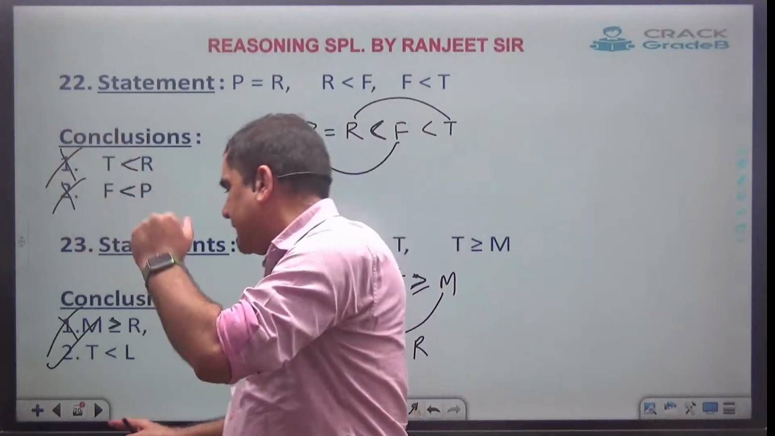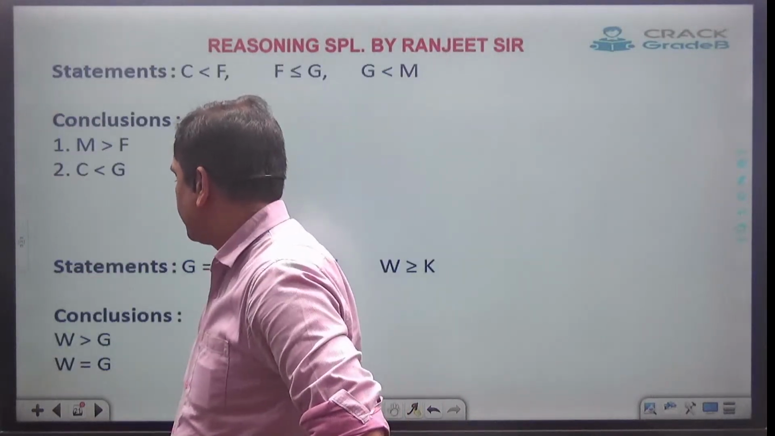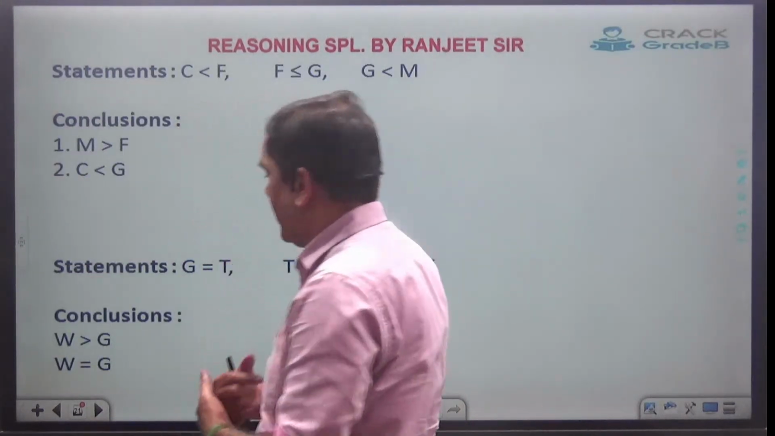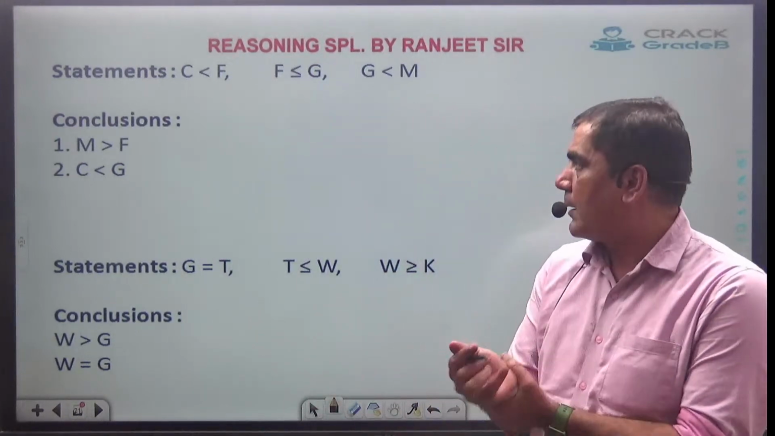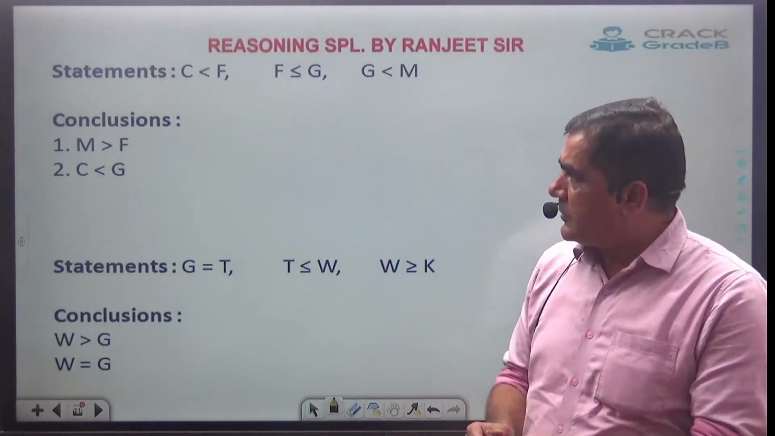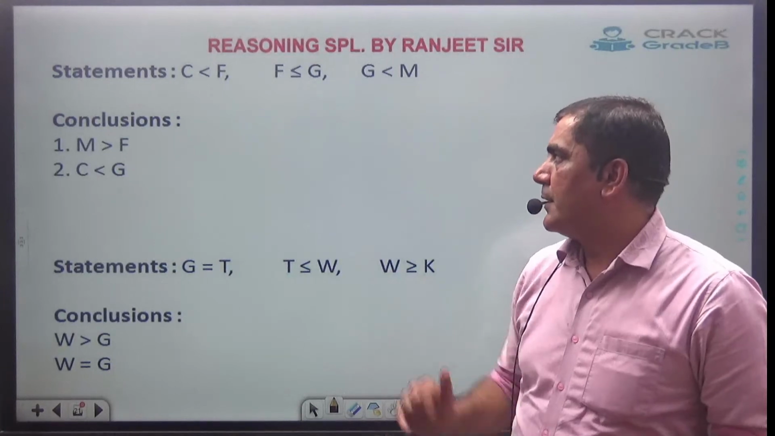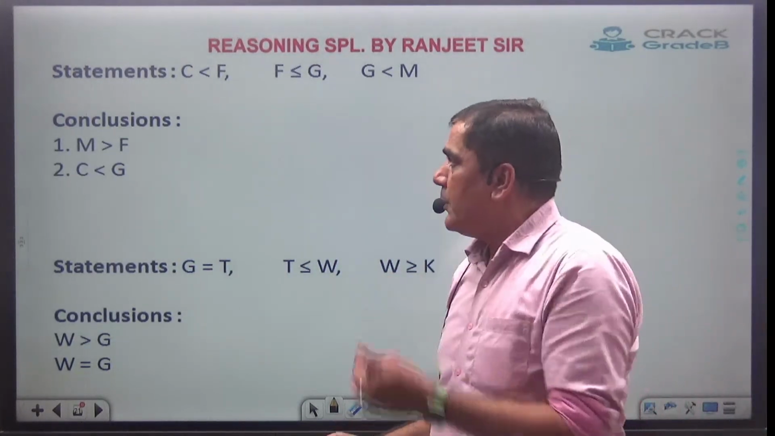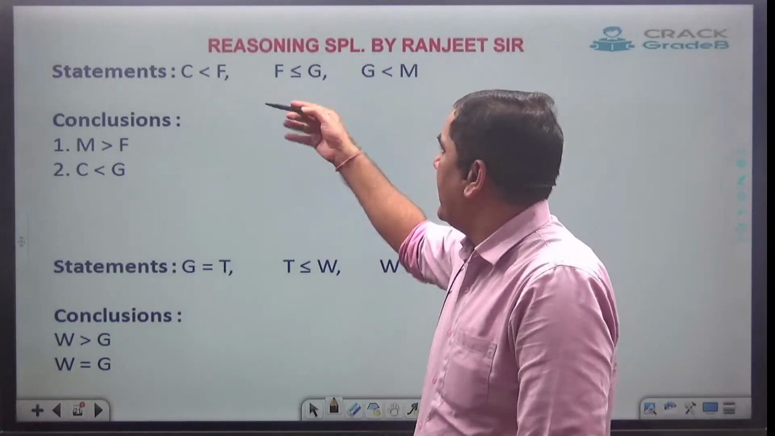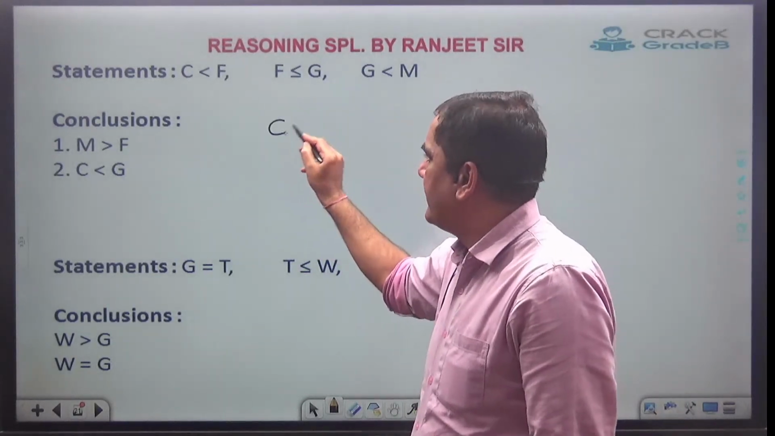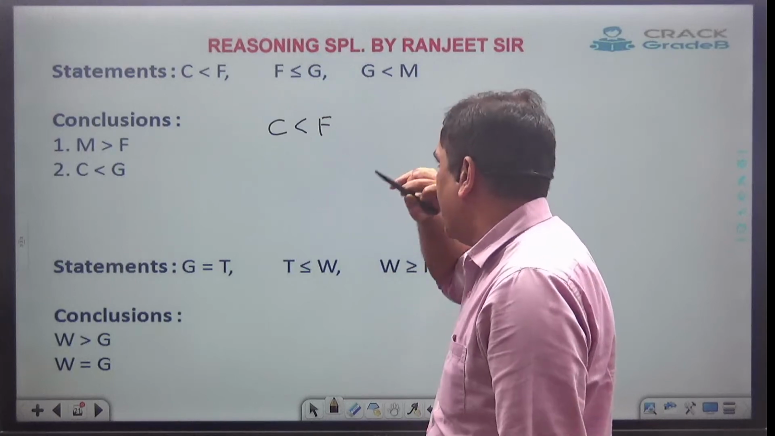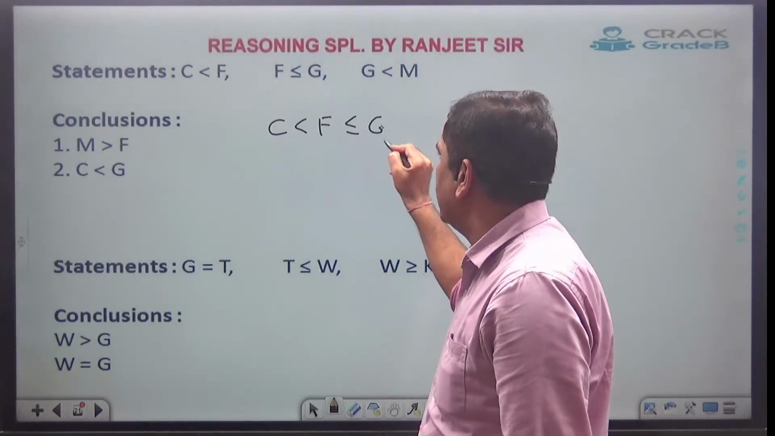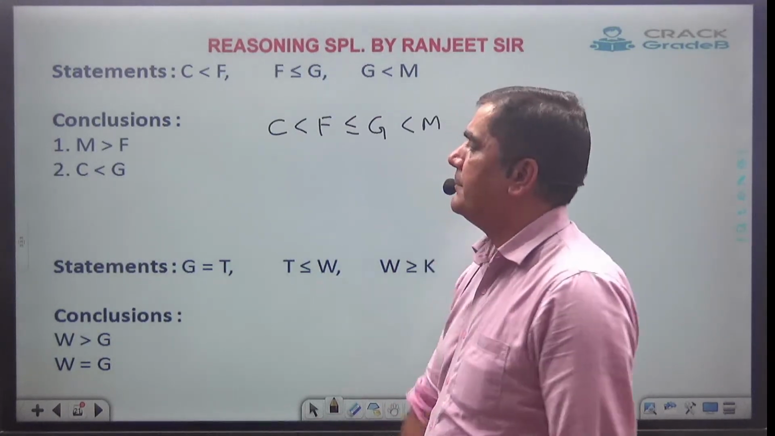Okay, now the time has come to go for either or. But before that, let's solve this one, and then we will start with the concept of either or. Now here what they have given: C, F, F, G, G, M. Easy one, let's combine them together. C, F. F adjacent will be G. G adjacent will be M.